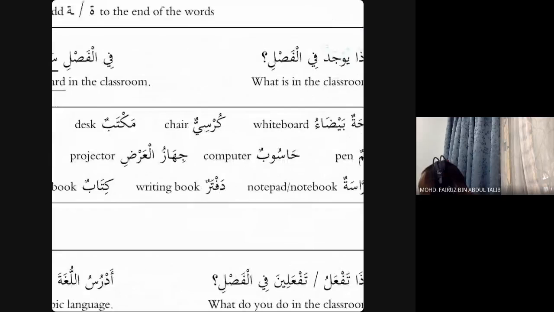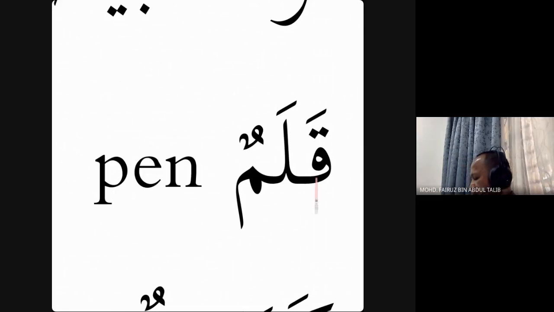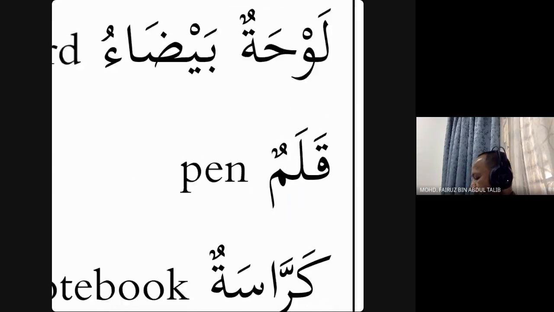The next word is to say pen. Qalamun, qalam. Okay, qalamun or qalam. So you say qalamu al-walad, qalamu at-talib. The pen of the boy. That is the word qalam.